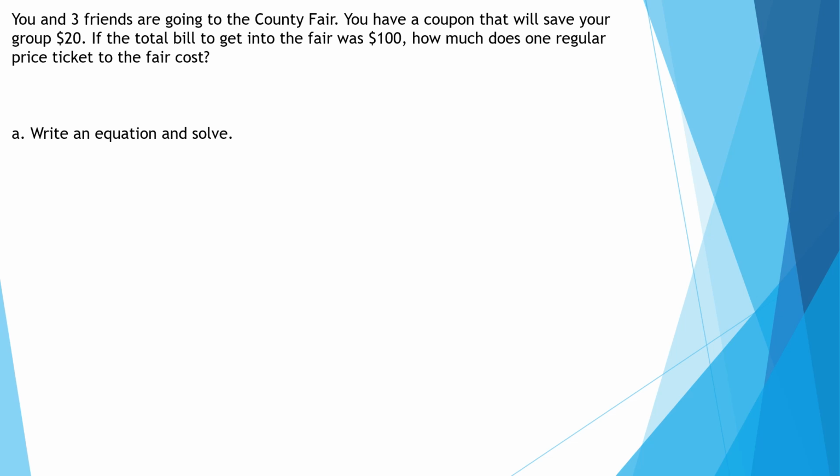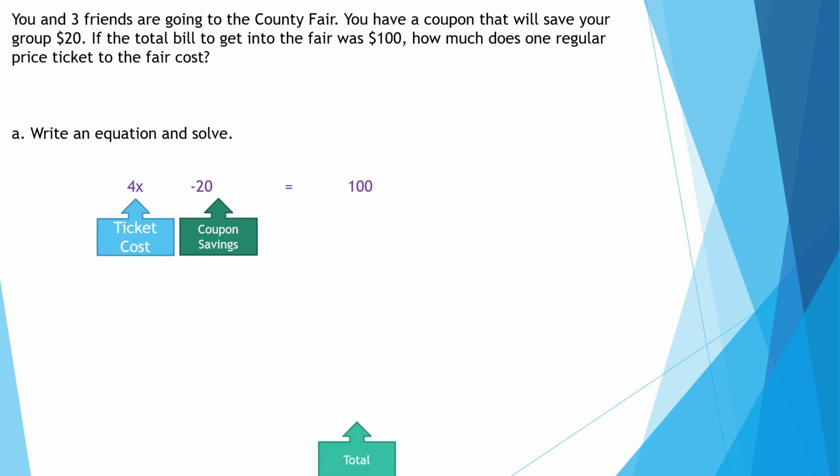You and 3 friends are going to the country fair. You have a coupon that will save your group $20. If the total bill to get in the fair was $100, how much does one regular price ticket to the fair cost? We're going to write down what we know. So the 4x is the ticket cost. You and 3 friends make 4 total people. Then we have a coupon that saves $20, so it subtracts $20 from our price and leaves us with $100 in total.